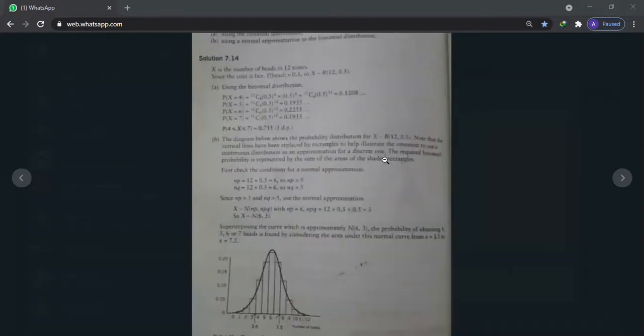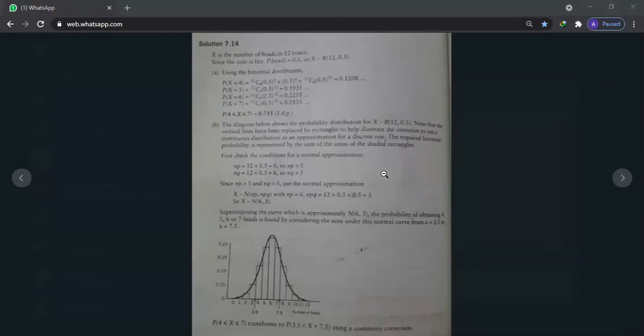Is this clear, Shayan? Yes, sir. Okay, now the probability for X is equal to 4 is 0.128 and you can see that this one is the rectangle for 4 and this one is 0.128 approximately.